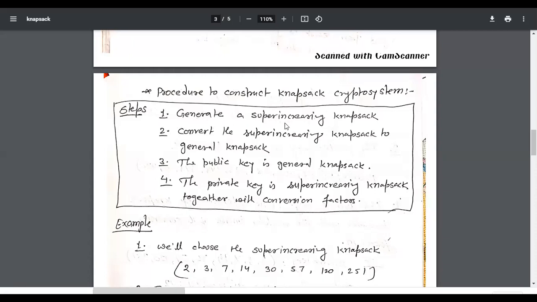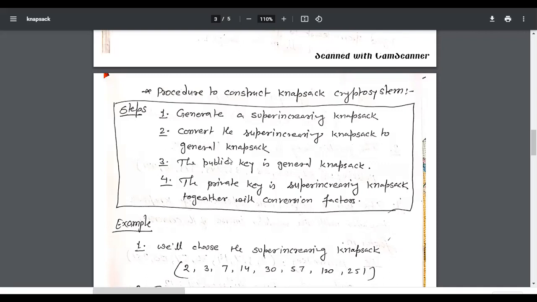First one is to generate a super increasing knapsack, that is, from a given series of weights, we need to calculate the super increasing knapsack. In the second step, we will convert the super increasing knapsack to a general knapsack. In third, that general knapsack is called the public key. And fourth, the private key is the super increasing knapsack together with the conversion factors.